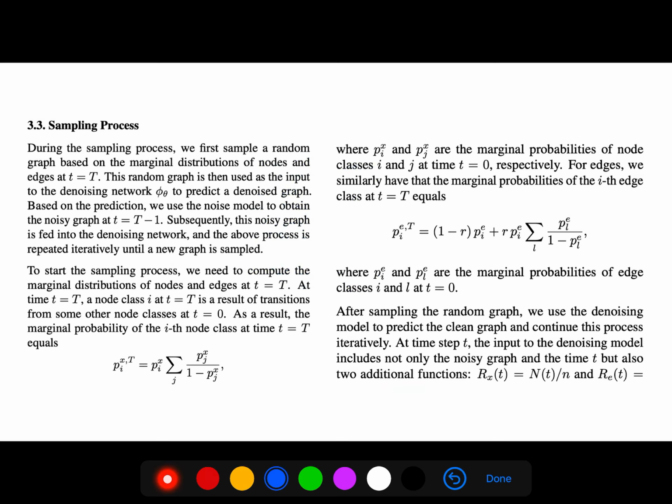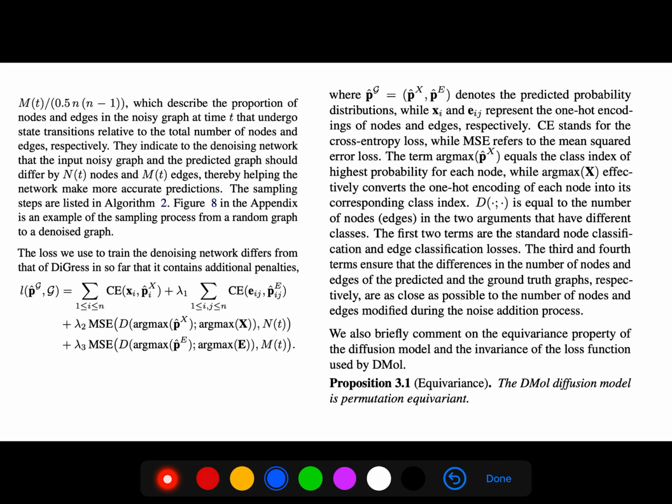So to start the sampling process, we need to compute the marginal distribution of nodes and edges at time t. After sampling the random graph, we use the denoising model to predict the clean graph and continue this process iteratively. So the loss is just like DiGress: they use cross-entropy for nodes, cross-entropy for edges, but they have two more things. As I said, you only select n nodes and m edges. So mean square error of d of argmax and n.